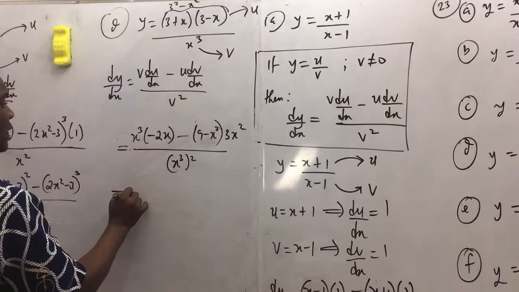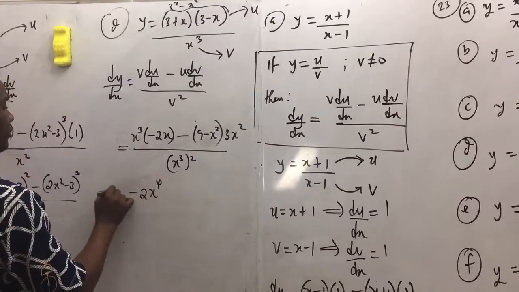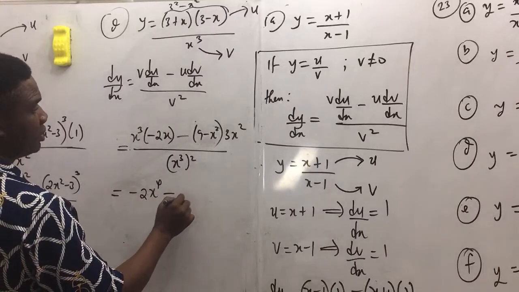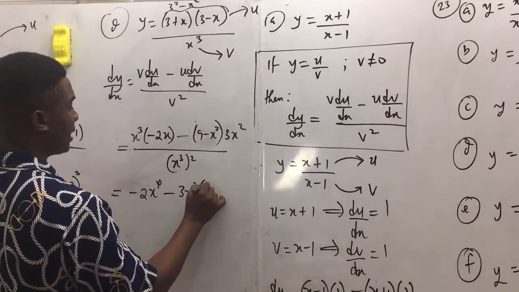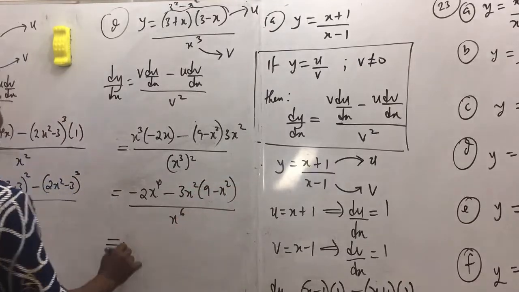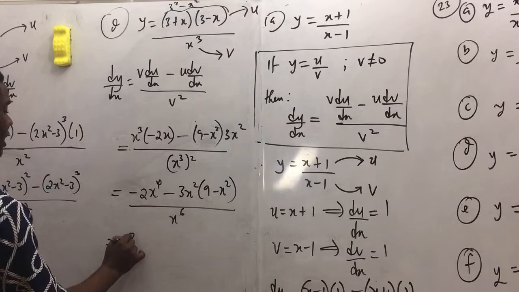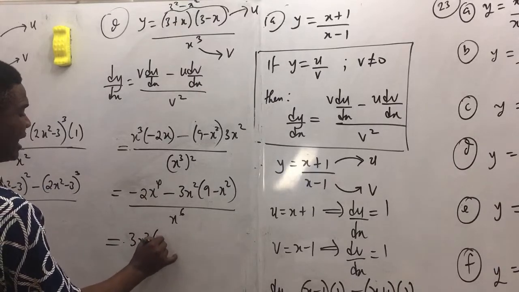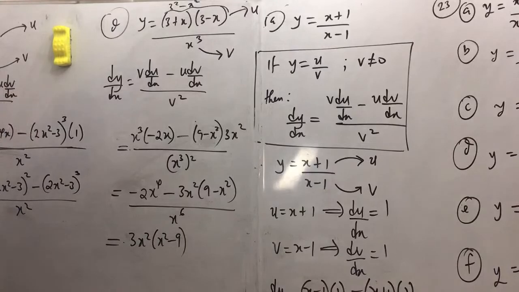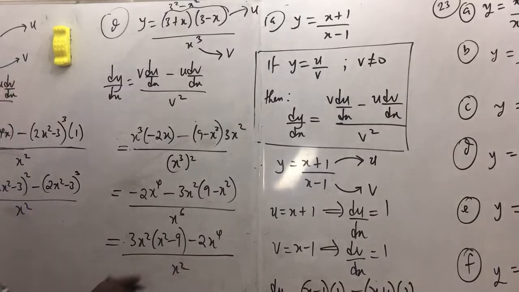So simplifying your result now, you have minus 2x raised to the power 4 minus 3x squared in bracket 9 minus x squared all over x raised to the power 6. I could write this result in a better form. If I bring out this minus, it becomes plus, so this I can write as 3x squared in bracket x squared minus 9, minus 2x raised to the power 4 all over x raised to the power 6. So this will be your dy dx. Now you go over it again, check.